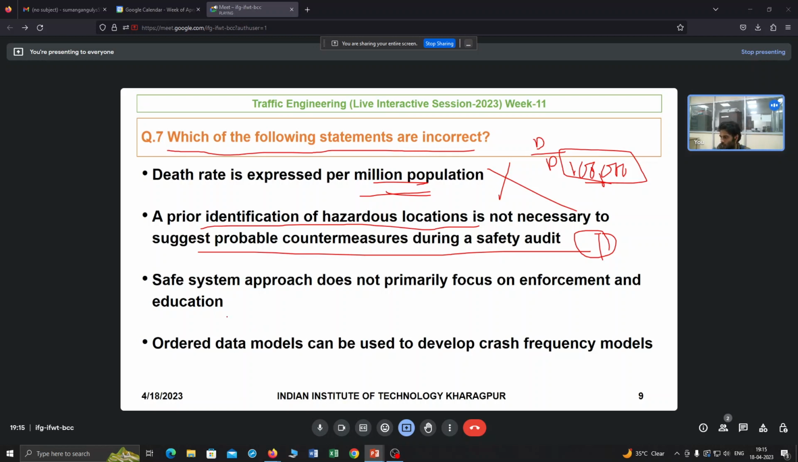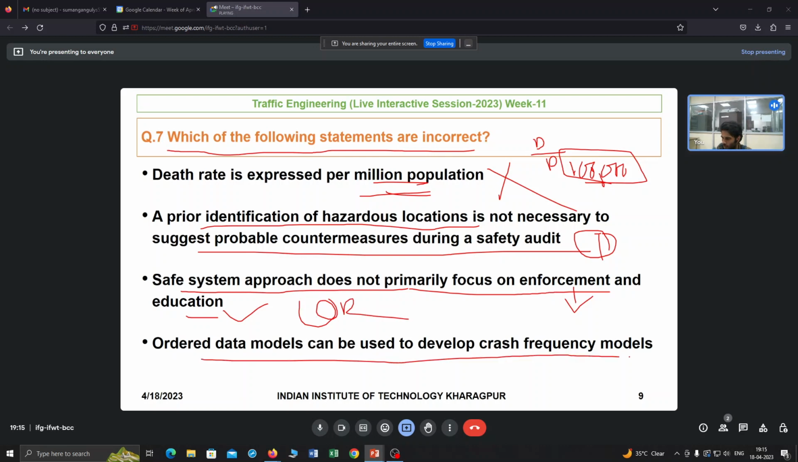So safe system approach does not primarily focus on enforcement and education. It does focus on enforcement as well as education. It is not divided. It is a correct statement. Ordered data models can be used to develop crash frequency. No, this is incorrect. So this is incorrect. So your incorrect are A and E. These are the two which are incorrect.